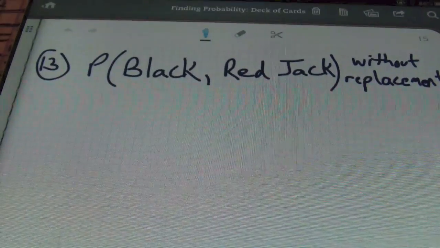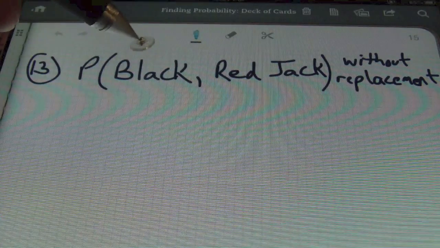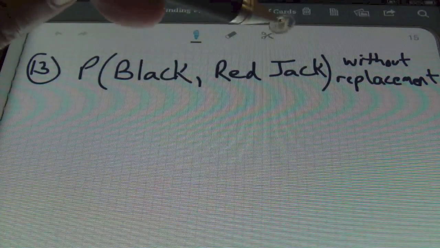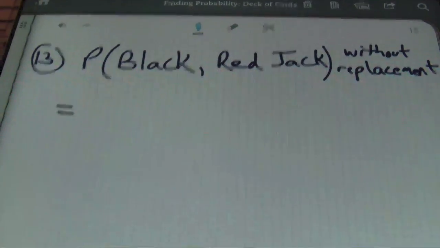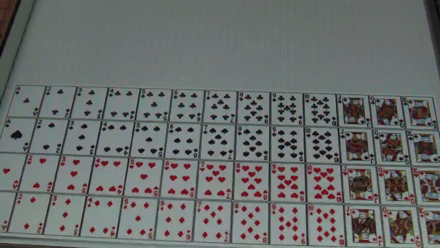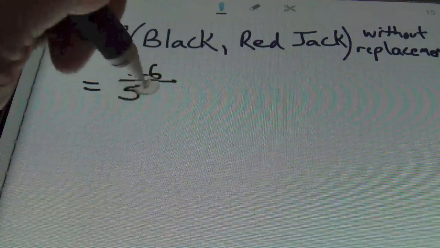All right, here we have problem number 13. What is the probability of pulling out a black card and then a red jack without replacement? Okay, without replacement. So looking at our deck of cards here, we know that half of the cards are black, right? So that's going to be 26. So we'll say 26 out of 52.